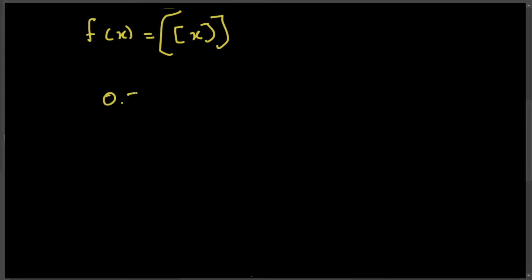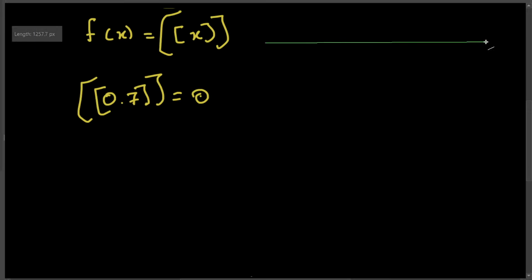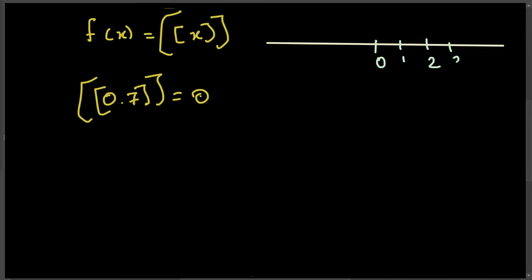What is the greatest integer number of 0.7? That is equal to 0. How do I find this one? To illustrate this clearly, we can try drawing a number line. Let's draw this one and label the numbers. Let's say this one is 0, this one is 1, 2, 3, 4. And then here we have -1, -2, -3, -4.